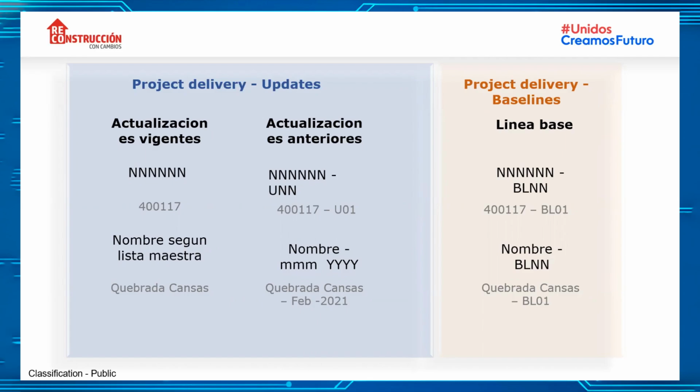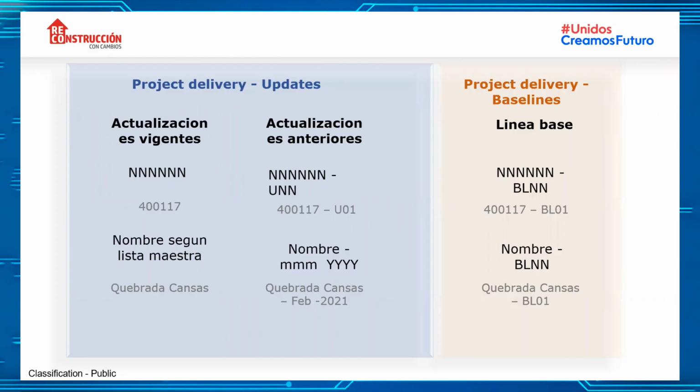Now, within the updates or within the project delivery, you will find 2 sections in the Lotus Spring. One that is the updates, and the other one that is baselines. And in updates, we have the ongoing updates and the previous updates. We have this breakdown. When there is an ongoing one, the code of the ID project is just the code of the project, that's all. But when it was the previous one, we add in the code of the project a dash UNN or 01, 02, 03, depending on the update.